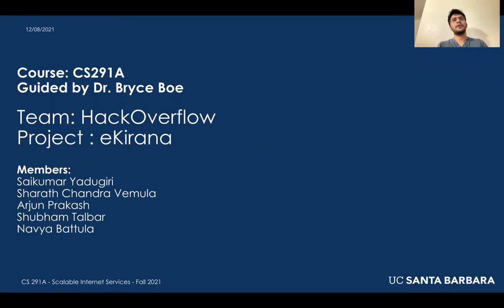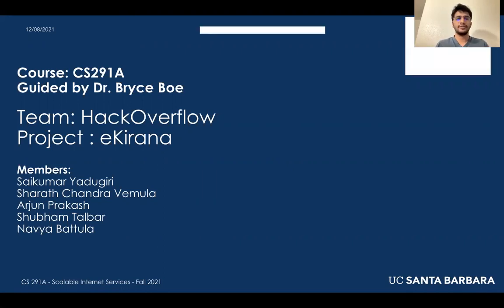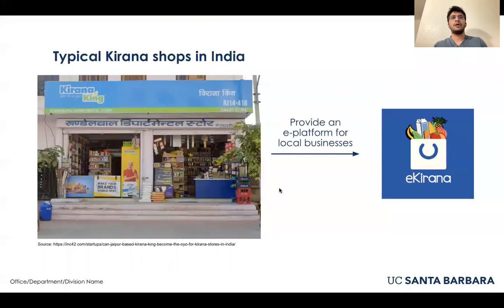Today we will be talking about the website we made for the course Scalable Internet Services, which is called eKirana. This is an online e-commerce website that serves the purpose of connecting local vendors with a wider set of customers. The website is named after the word Kirana, which refers to local street shops in India. The idea was to provide an e-platform to such businesses so they can market their products to a larger audience.